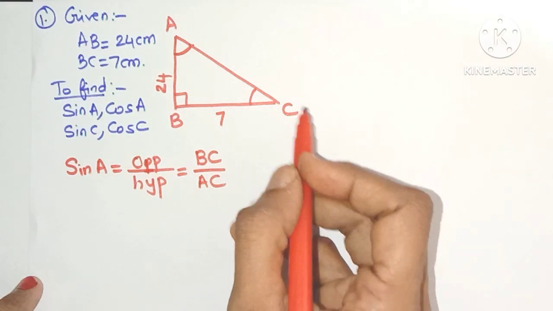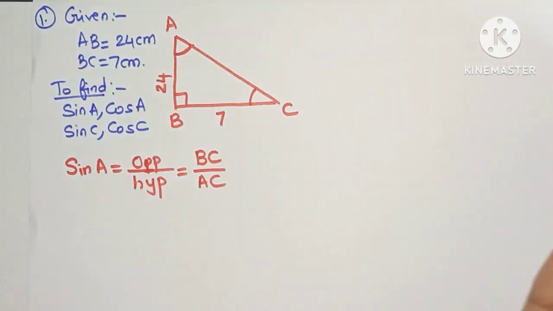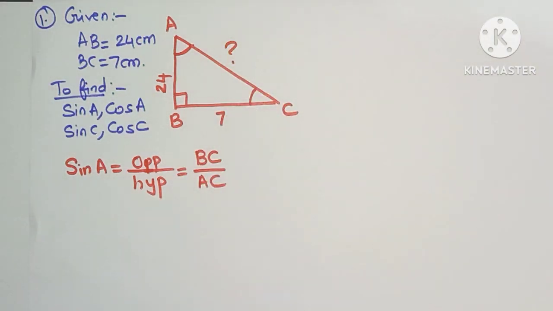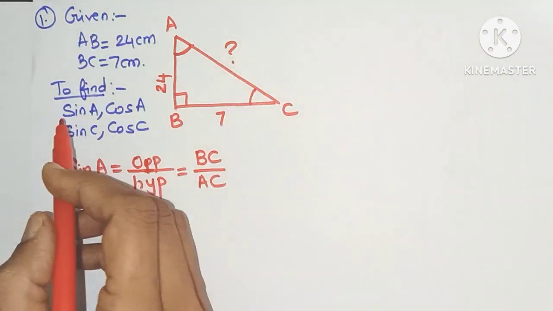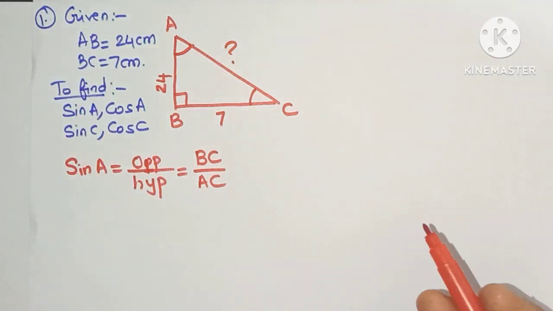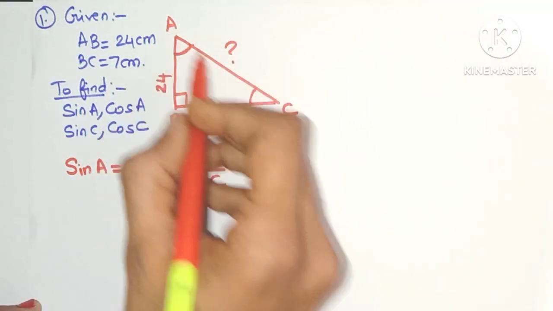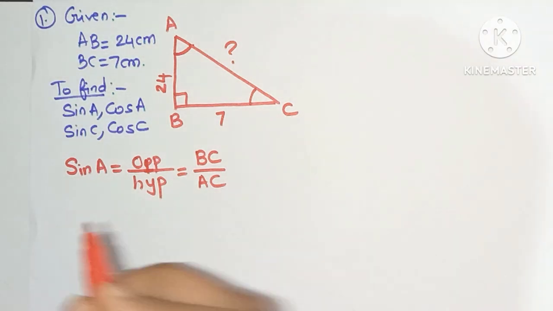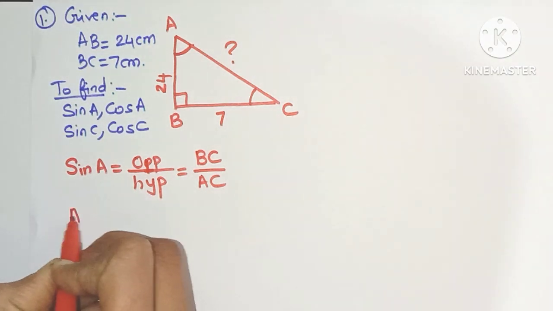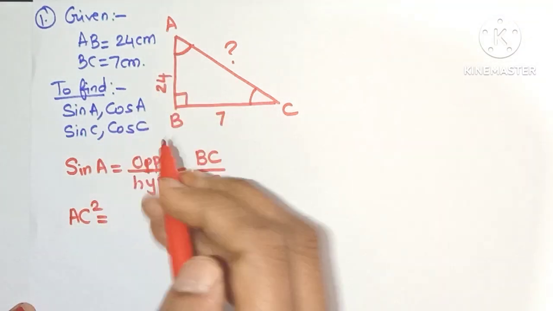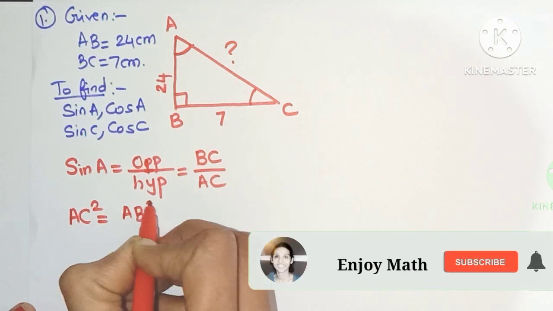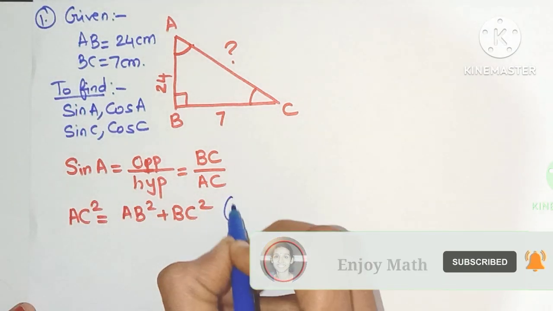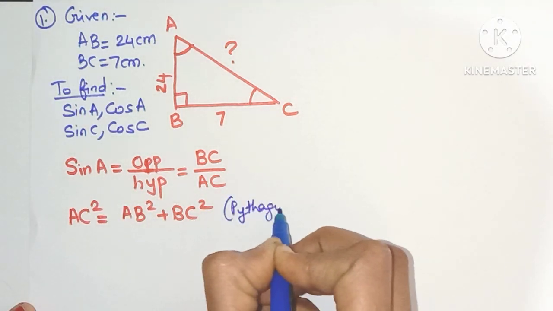But the problem is, we don't know what is AC. It is not given to us. So first we need to find what is this AC, and then it will be very easy for us to find the ratios of sine, cos. So how do you find the hypotenuse? That's right, we have to use Pythagoras theorem. Can you tell me what is the theorem? Yes, the hypotenuse square, that is AC square, is nothing but AB square plus BC square.